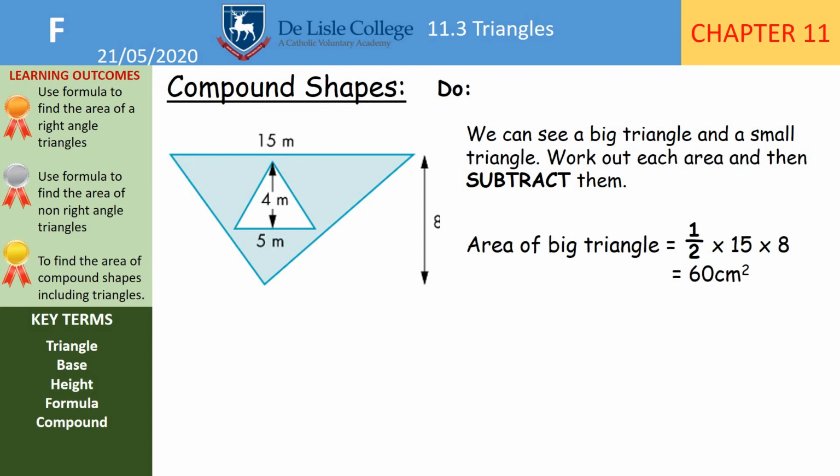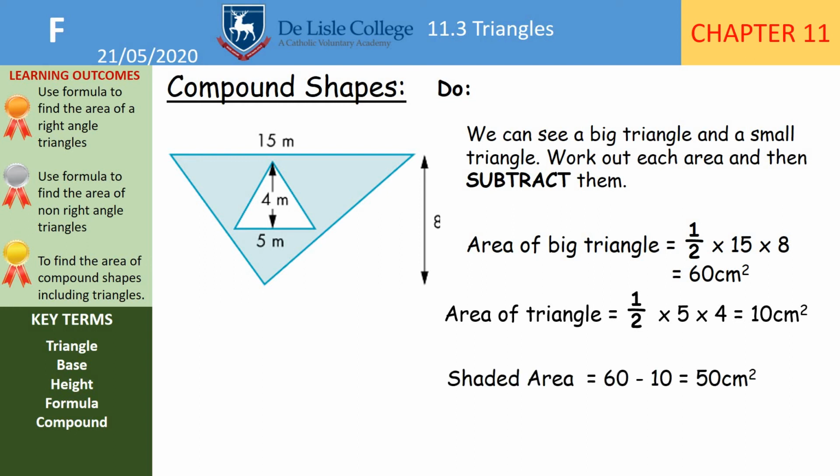So the area of the big triangle, a half times a base times a height, works out to be 60 centimetres squared. The area of the small triangle is a half times 5 times 4, base times height, which is 10 centimetres squared. So the shaded area is 60 minus 10, which is 50 centimetres squared.